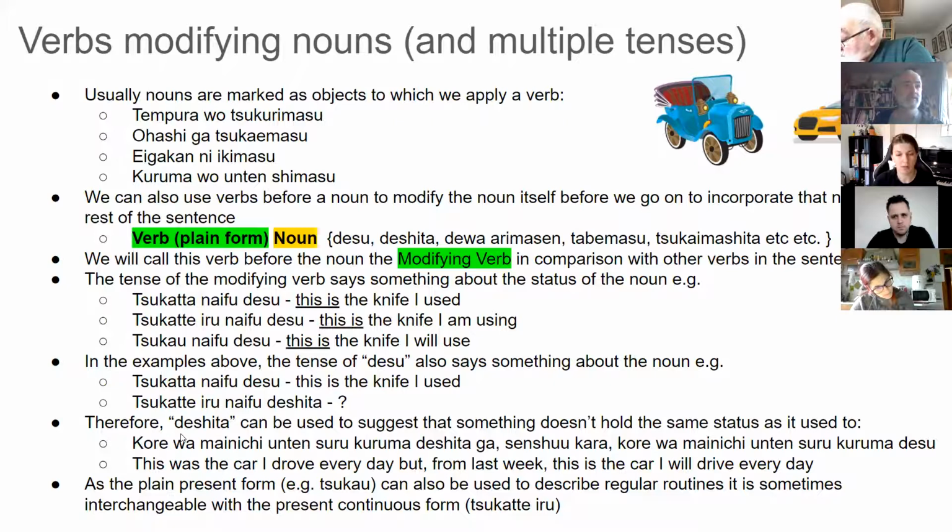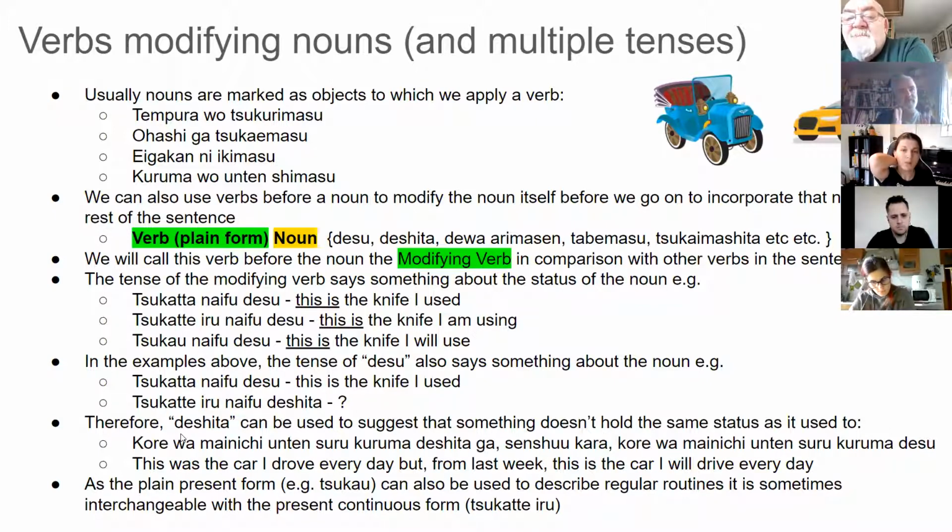interchangeable, because obviously, if I'm sitting here talking to you, I'm not driving my car. So if I say untenshiteiru kuruma, then you know that I'm talking about the car that I am driving at this part of my life rather than the car I'm driving right now. But if you're talking about, for example, a knife that I'm using, then this has much more time specificity. So it really depends on the objects that you're talking about. But generally, they're kind of interchangeable.